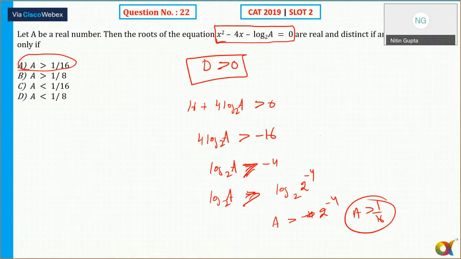you must have observed in each and every paper there were around 3 questions from log, isn't it? So log is a very important topic. Make sure that you revise all the important formulas of the log. Yes, I have removed the equal to, Nikita. Alright, I have removed the equal to. So can we move to the next slide? Please tell me.